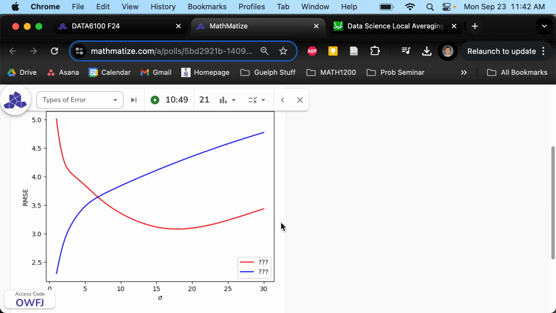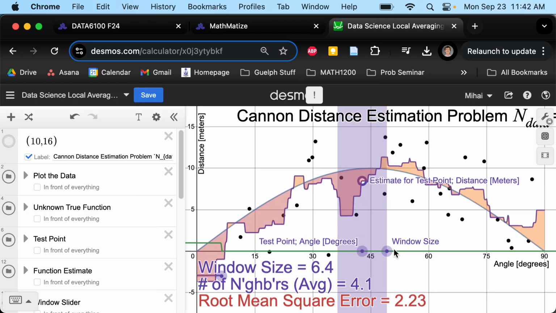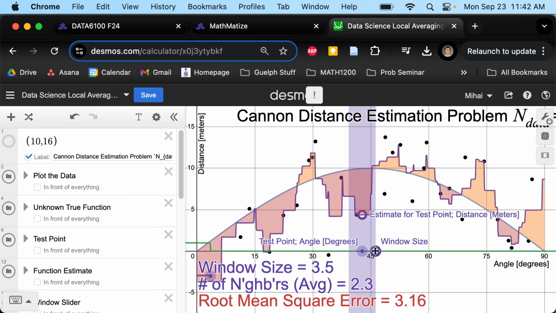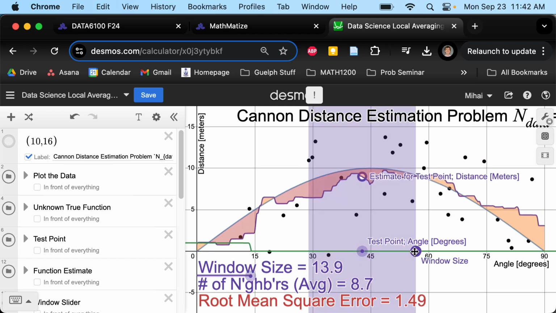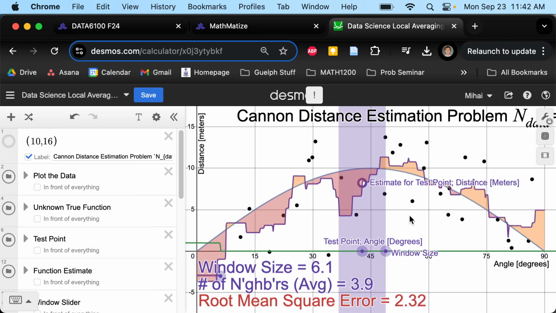And the thing I want you to think about is, when you make the window size really small, how well does the purple function fit the training points? The training points are these black points over here. What happens when you make that really small versus when you make it really big? And it kind of matches the story of underfitting and overfitting.